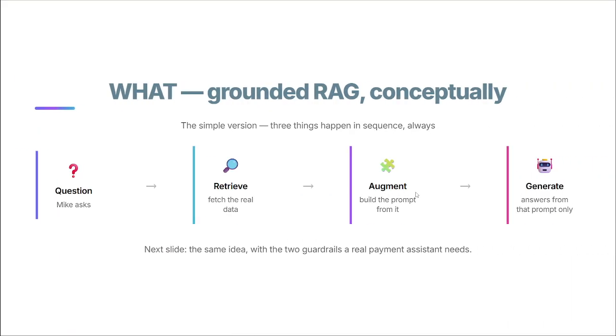Conceptually, if you see it from 10,000 feet, when Mike asks a question, three things happen sequentially. First, we fetch the real fact or real data for Mike, and also we try to retrieve some additional documents which will support that data set. And then we build a prompt out of those, which is the augment step. And then the answer gets generated by the AI.